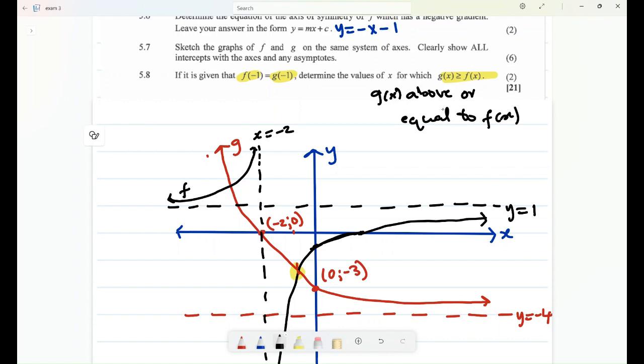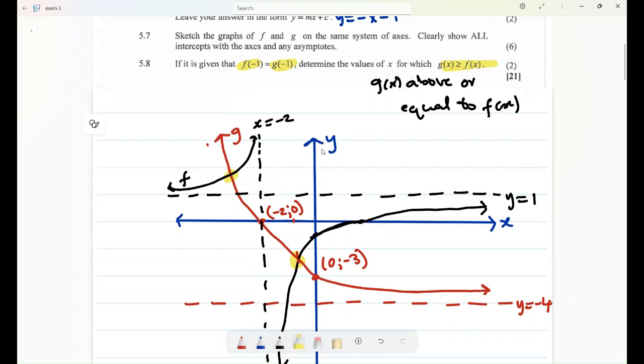So I'll start with the equal part. The equal part, I know it is where it is here. They are equal where? At this point, this portion here, which I do not know its coordinate, as well as this point, right? Then now I want where g of x is above. Now where is g of x? G of x is this graph, right? Now look at this point.